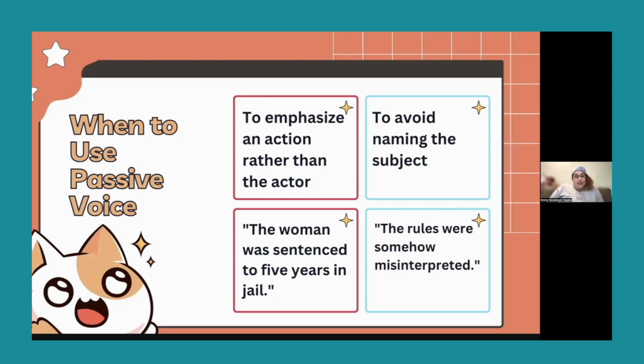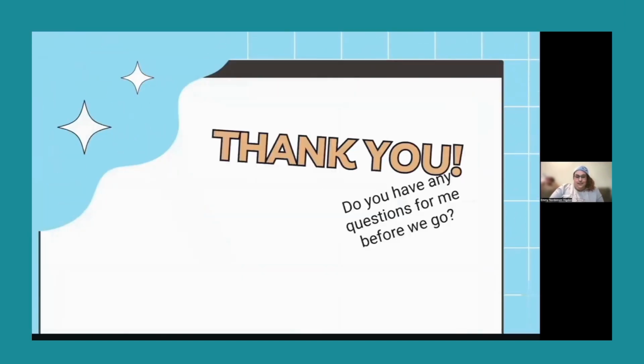And then the other example that I have is if we're trying to be sneaky and avoid naming the subject of the action. So, the rules were somehow misinterpreted by... who, we don't know. Was it your character? Was it someone else? Are you trying to make a hint at something without outright telling your readers or outright lying to them? The passive voice can be a tricky way to do that too. So there are some instances in which passive voice can be really, really helpful.